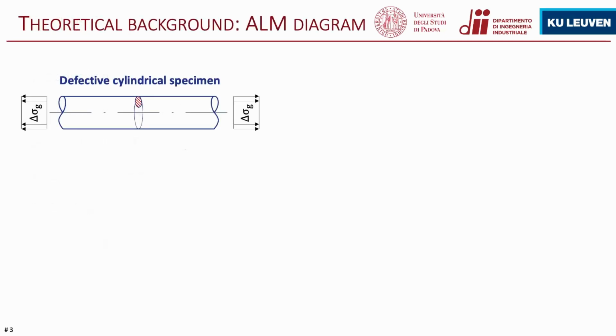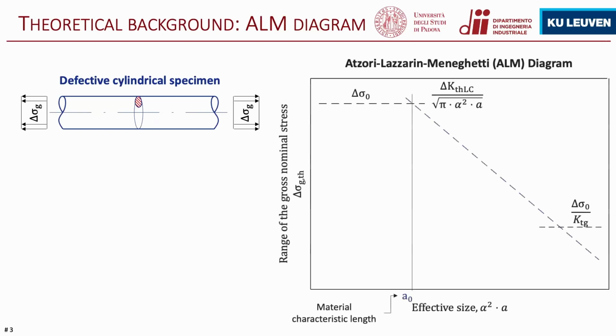And let's start by considering a defective cylindrical specimen, where we can see here the defect, subjected to a remote fatigue loading with a range delta sigma g. We can analyze the relationship between the crack size or defect size and the fatigue limit in a Lazzari Meneghetti model diagram, where on the x-axis we have the effective size of the defect, and on the y-axis we have the fatigue limit of the defective material.